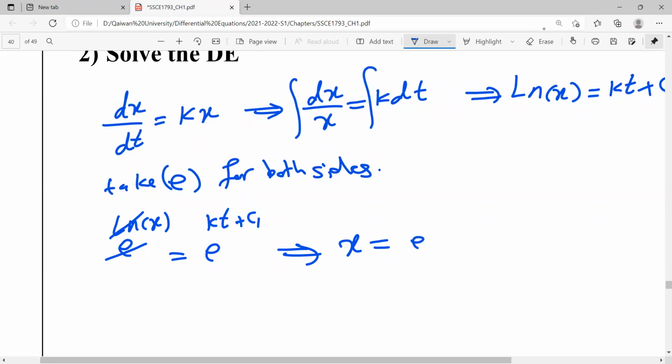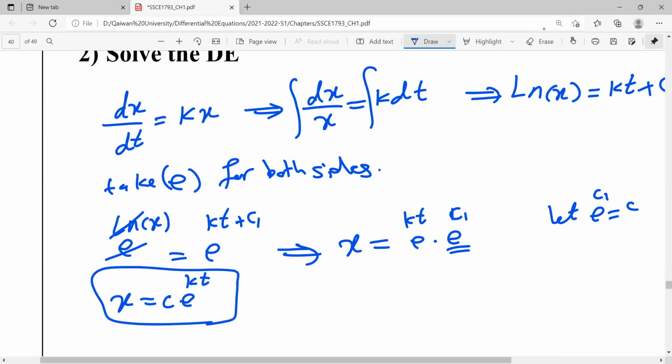We get e to the power kt times e to the power c1. The multiplication of these two, we add their exponents. And we let e to the power c1 be c. This is a constant. We name it by another constant, let's say c. And the equation becomes x equals c e to the power kt. This is the solution for the differential equation.